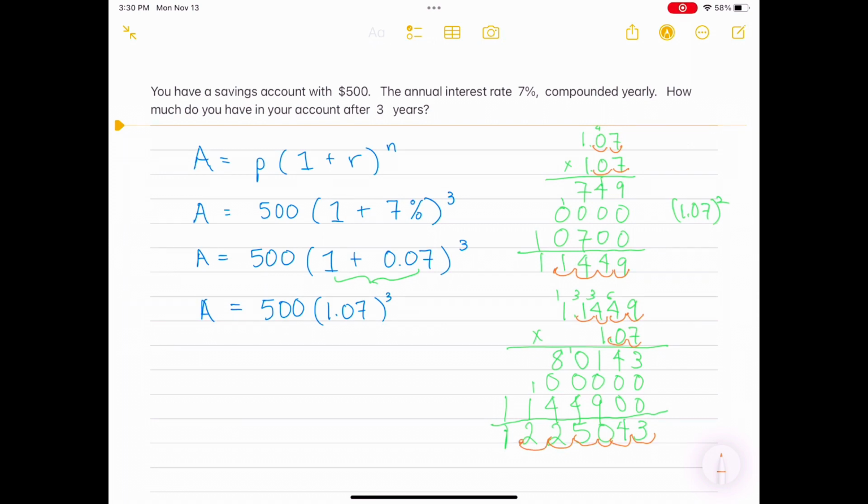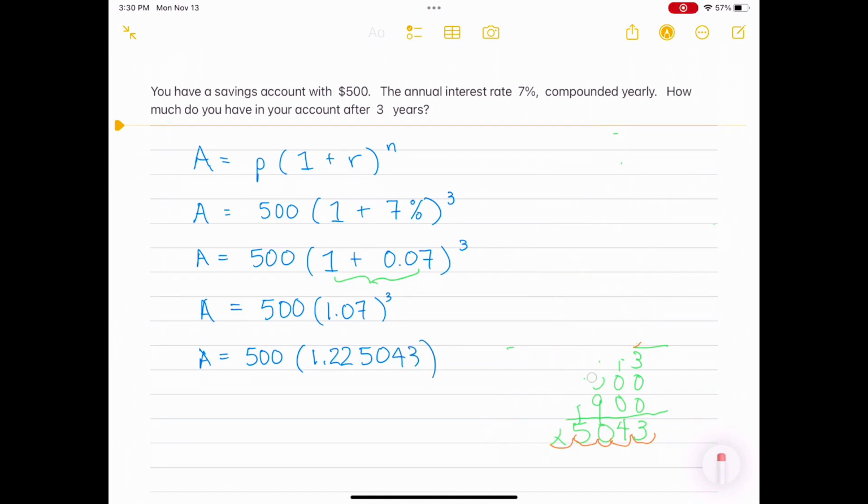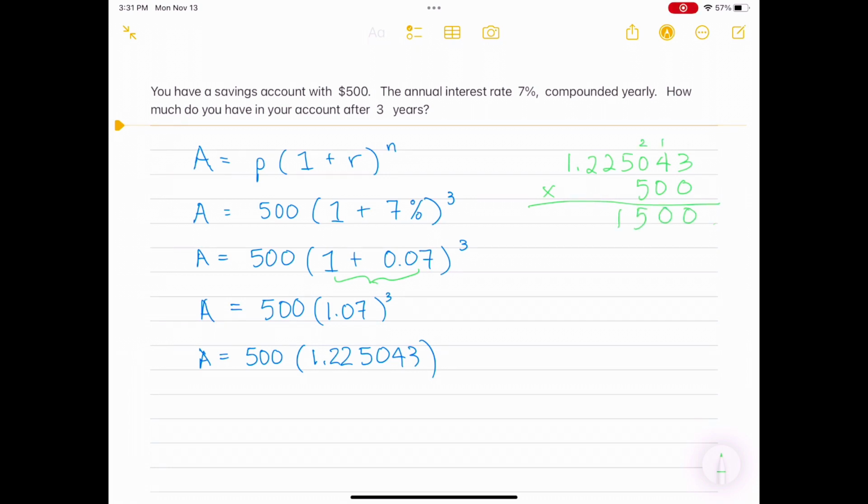Okay, so 1.07 to the third power works out to be 1.225043, which I will write on the next line and continue the problem. So I have 500 times 1.225043. And I will do that calculation also on the side. So I write down 1.225043. I make sure I get all those digits written down correctly and double check that I've done so before I actually start the calculation.